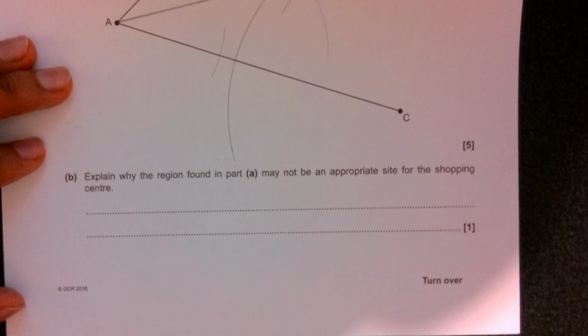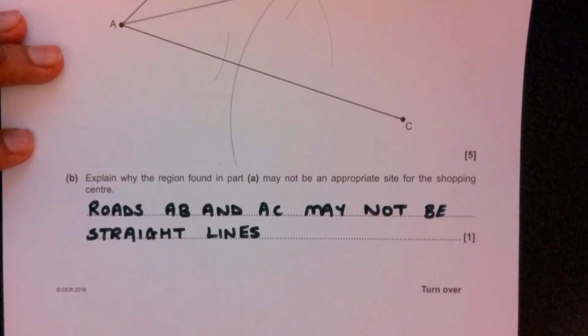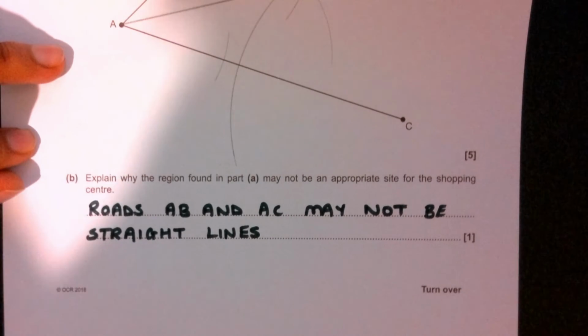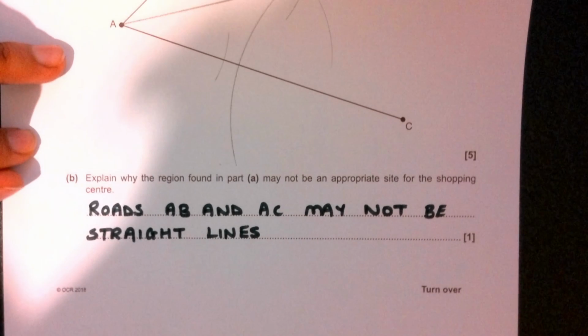Next, we have to explain why the region found in A may not be an appropriate site for the shopping centre. Quite simply, roads AB and AC may not be straight lines.